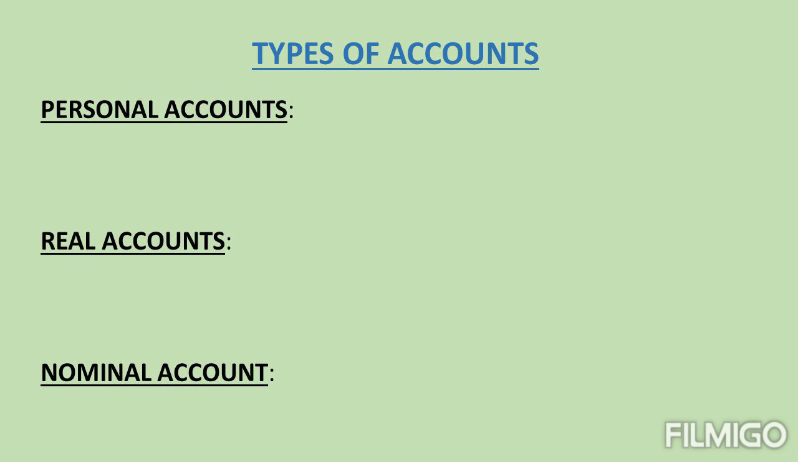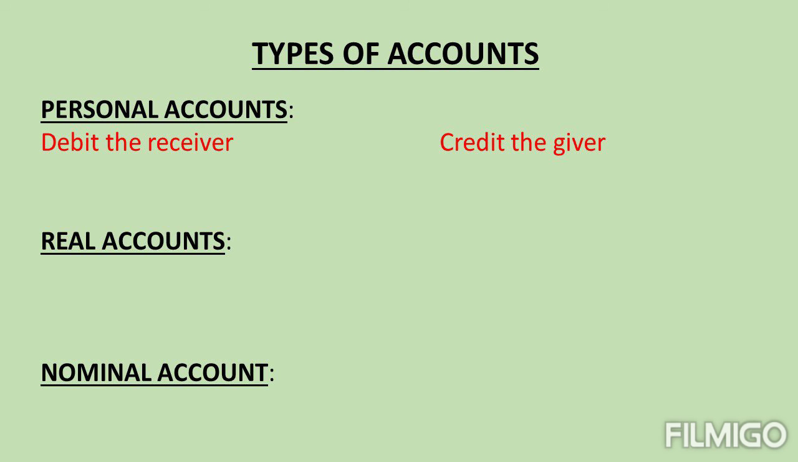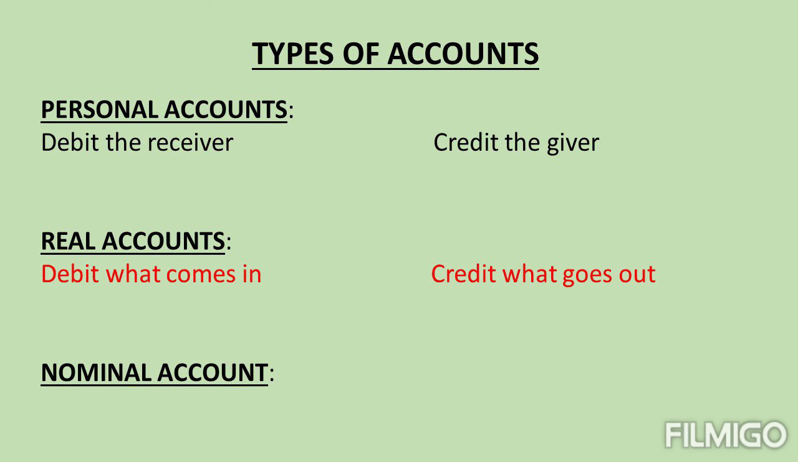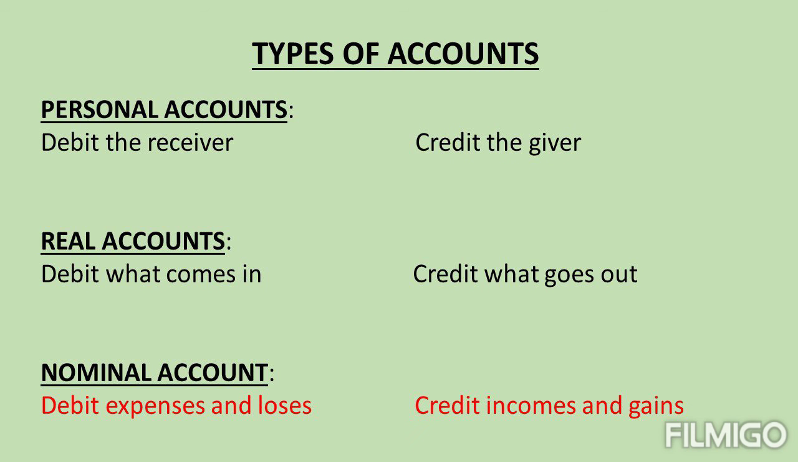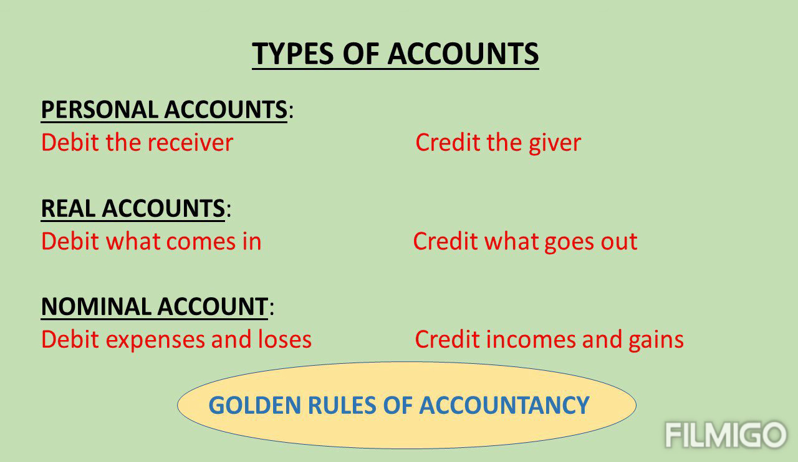Keeping the three types of accounts in mind, we must remember the rules of debit and credit. Personal account, debit the receiver and credit the giver. Real account, debit what comes in and credit what goes out. Nominal account, debit expenses and losses and credit incomes and gains. These are the golden rules of accountancy.